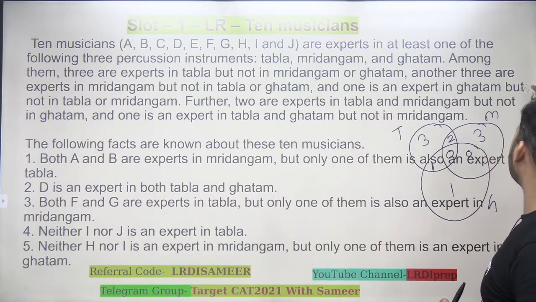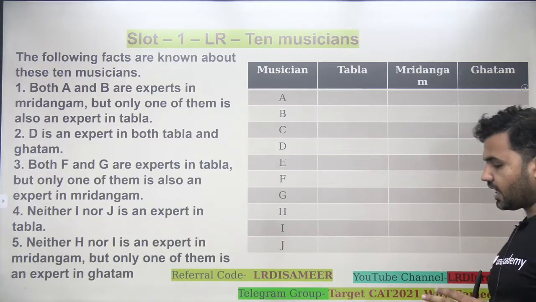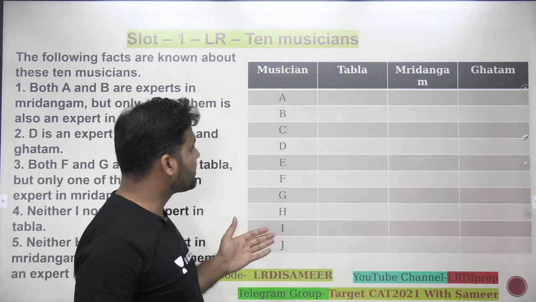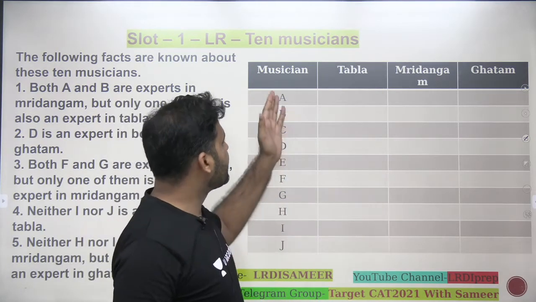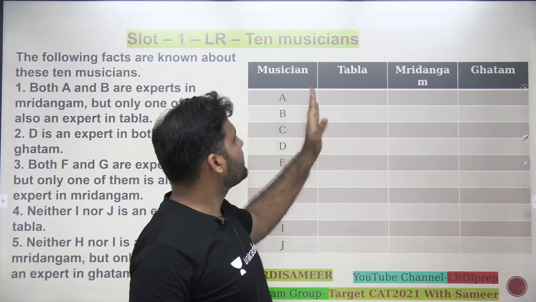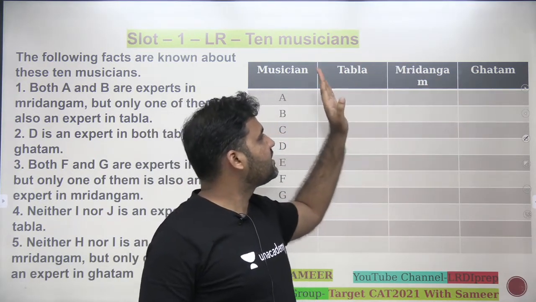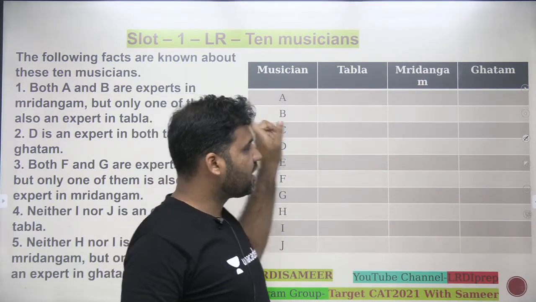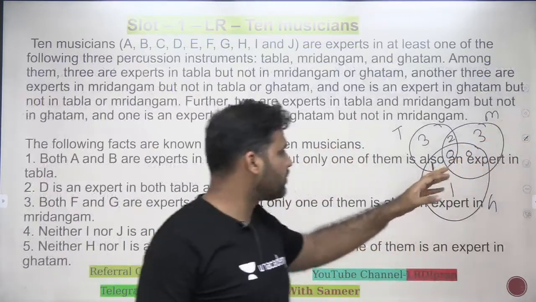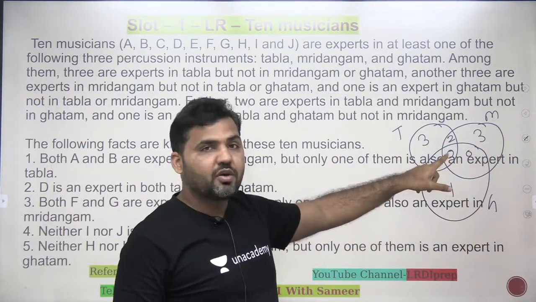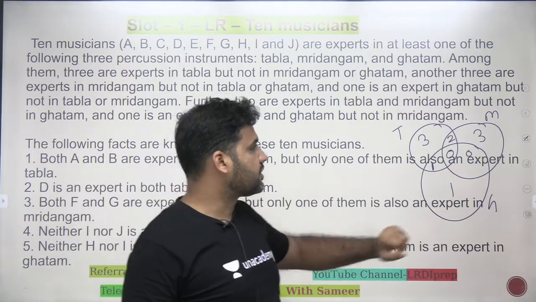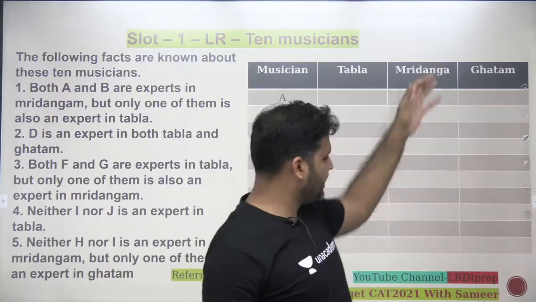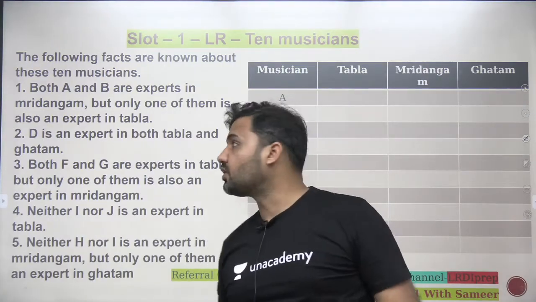Now, basically, you will have to make a table. By looking at the instructions, you should get to know that I need a table of all of these 10 persons, and I should be able to tell whether A is only in tabla, or A is in tabla and ghatam, or A is in tabla and mridangam. And there's no person who is an expert in all three instruments, because we have made this one basic diagram. The value here is 0 and the value here is also 0. So now let's take the help of this Venn diagram to fill our complete table. This is what the set is all about.